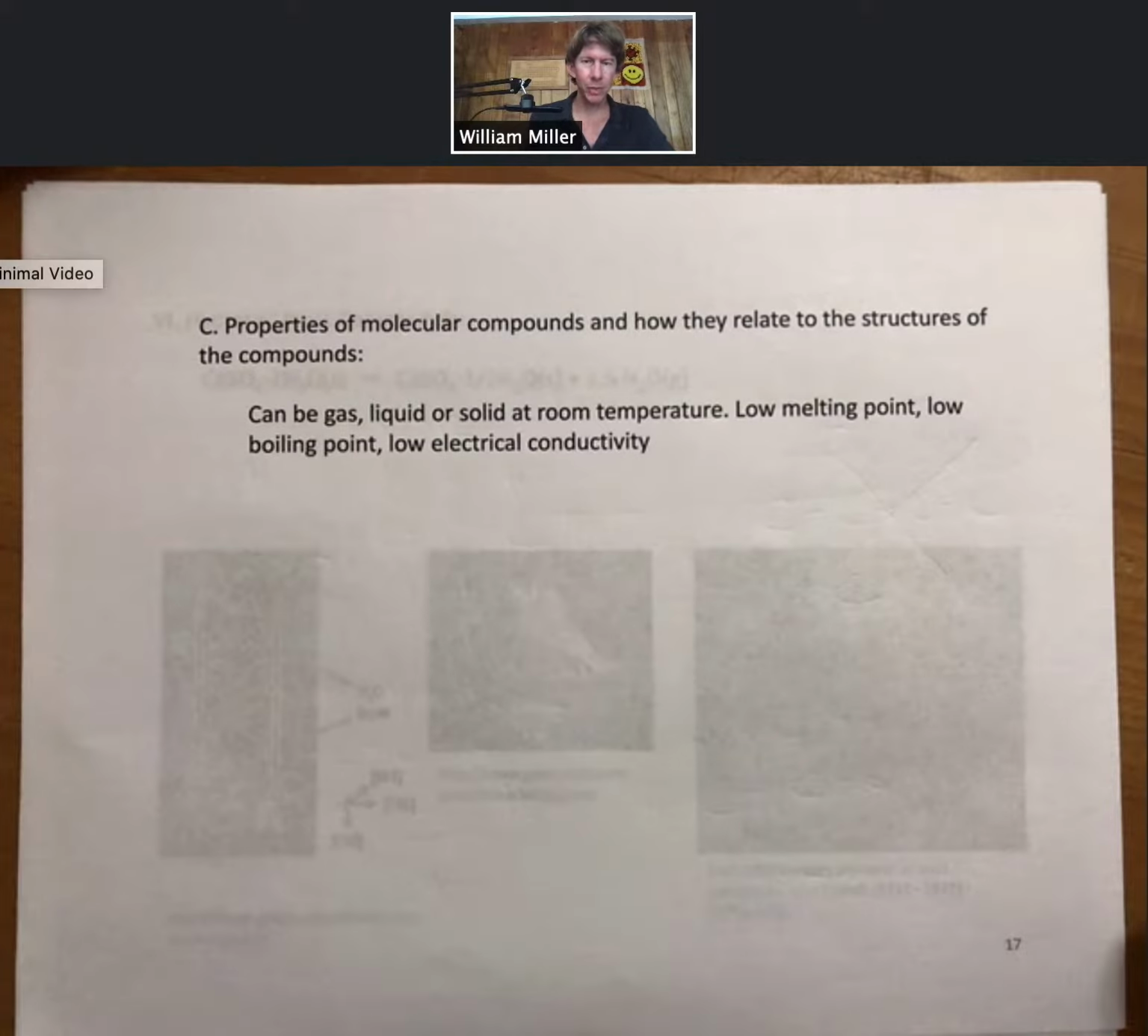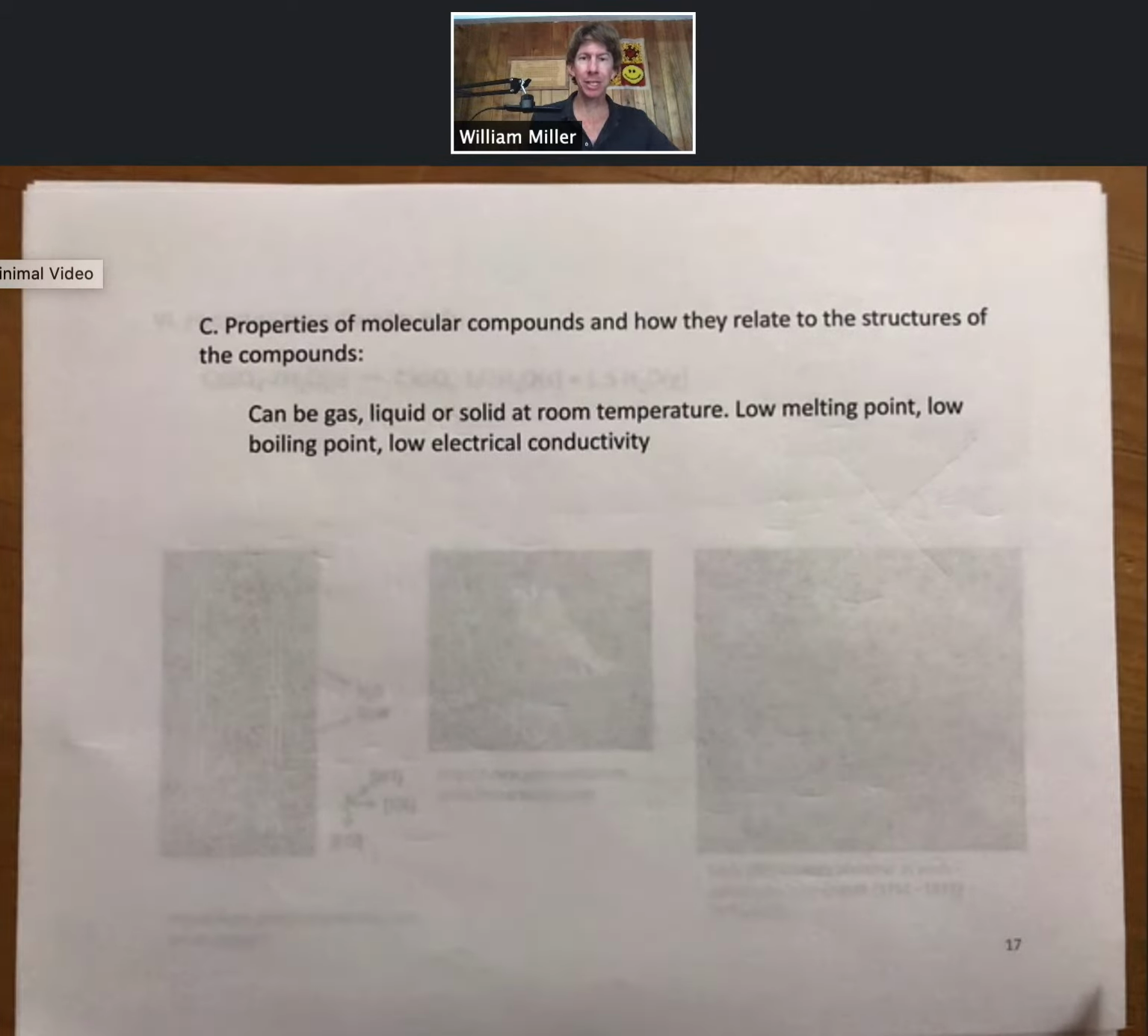We just talked about nomenclature of binary molecular compounds and different carbon, hydrogen, and oxygen containing compounds and groups within them. Now let's talk about the properties of molecular compounds and how they relate to the structures of the compounds. So they can be gas, liquid, or solid at room temperature. They tend to have low melting points, low boiling points, and low electrical conductivity.